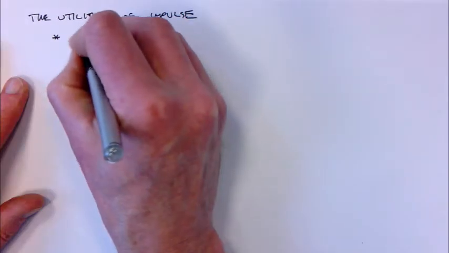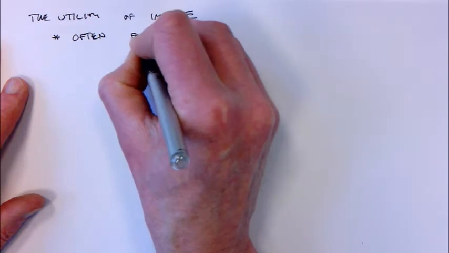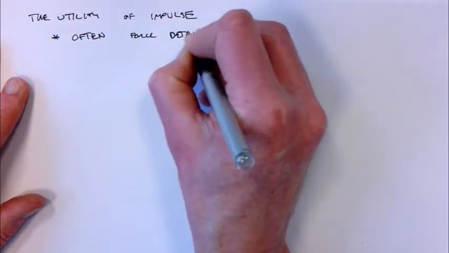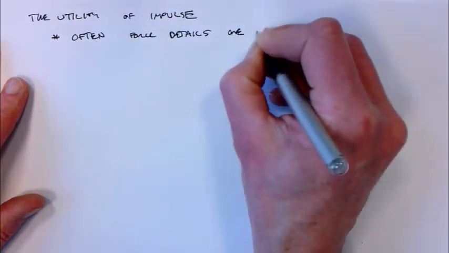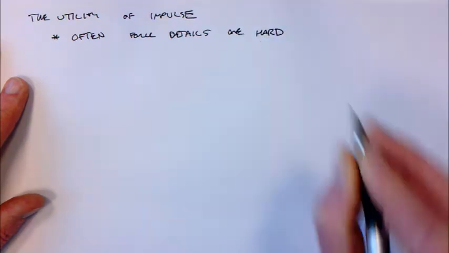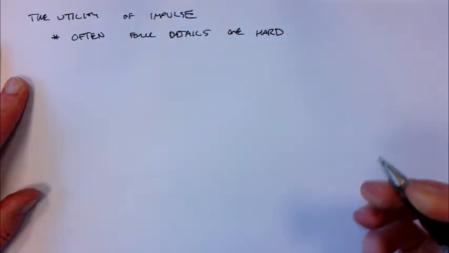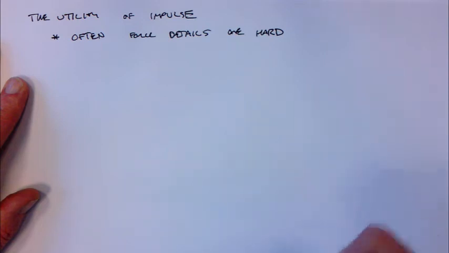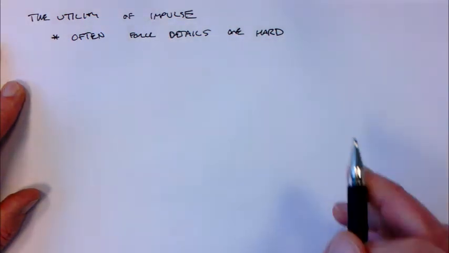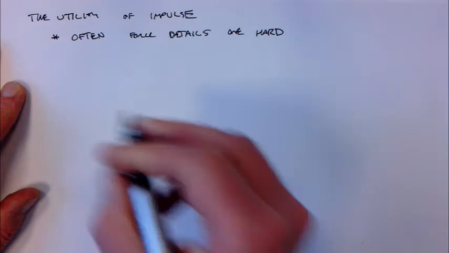So often force details are hard, and they're particularly hard when you're talking about very short time scale kinds of interactions. Forces can change by large orders of magnitude. It can be really difficult to talk about what the force is.